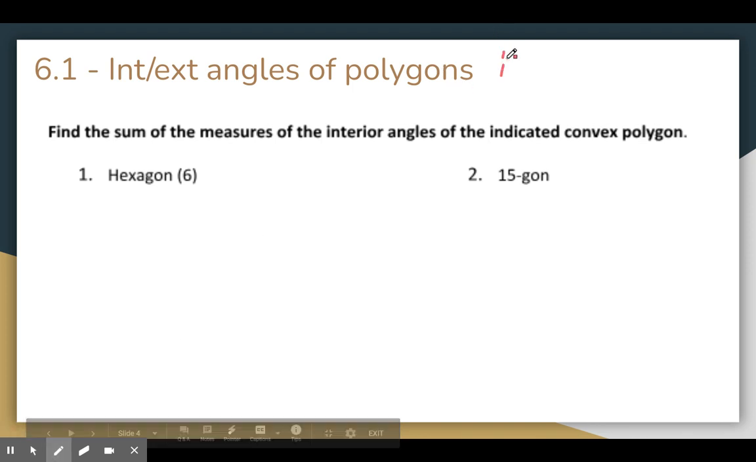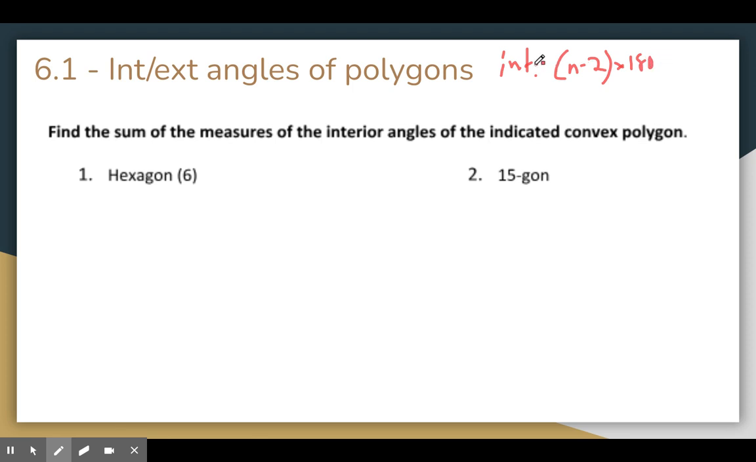Remember, for interior angles, you always use the equation: the interior angles are equal to n minus 2 times 180, where n is the number of sides. So if a hexagon has 6 sides, we just plug it in: 6 minus 2 times 180 gives us 4 times 180, and 4 times 180 gives us 720. So a hexagon has 720 degrees inside, right?